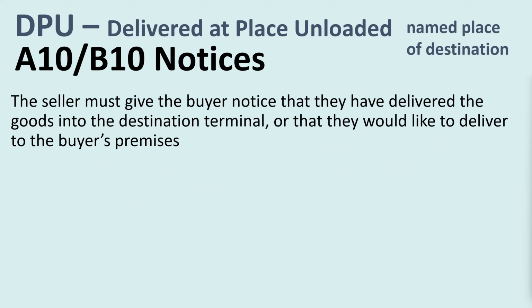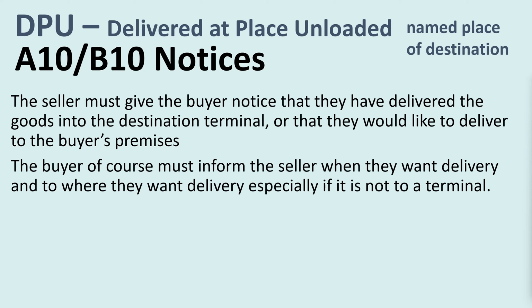The seller therefore must give the buyer notice that they have delivered or are about to deliver the goods into the destination terminal, or that they would like to deliver to the buyer's premises, depending on what the contract destination is. The buyer, of course, must inform the seller when they want delivery and to where they want delivery, especially if it is not to a terminal.